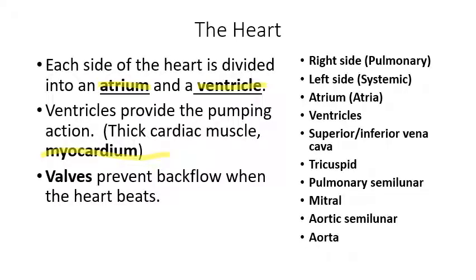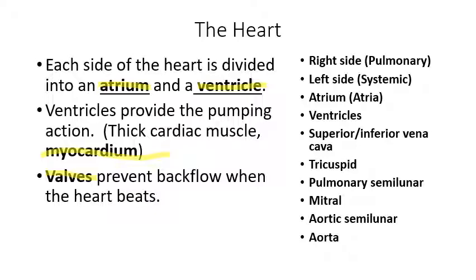And the heart has valves within it, and those valves prevent backflow when the heart beats. So normally we would have blood flowing from the right atrium into the right ventricle, and from the right ventricle it goes towards the lungs. But what we don't want is for the blood to go from the right ventricle back into the right atrium. So there is a valve that separates the right atrium and the right ventricle. If the blood pushes in the wrong direction, trying to get back up into the atrium, that valve will slam shut. And so the blood only has one direction to go, and that's the other direction towards the lungs. Right? So that's the purpose of the valves.